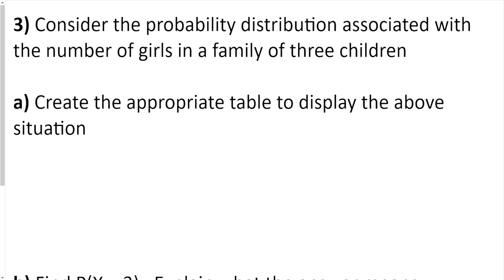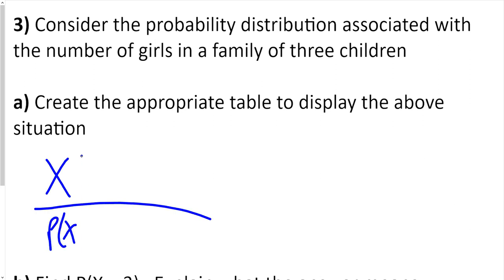I have one more example, but we don't necessarily need to go through it. It's kind of like the last two. Consider the probability distribution associated with the number of girls in a family of 3 children. So again, you could have up to 3, so you'd make this table of you could have 0, 1, 2, or 3 girls.